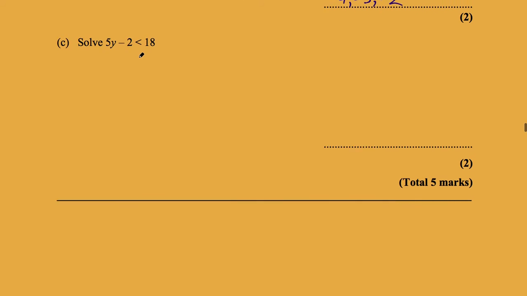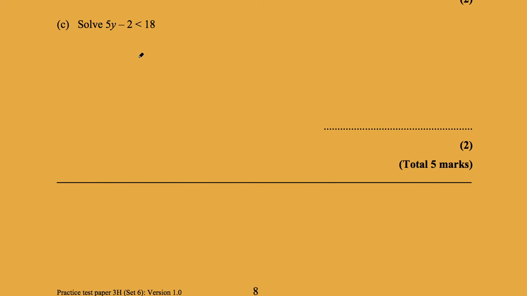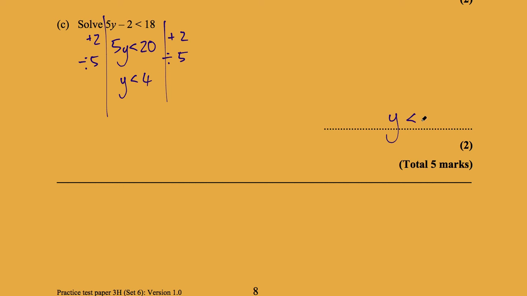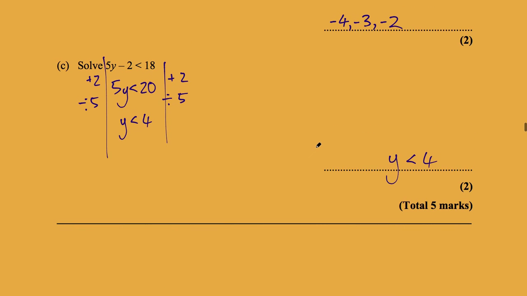New question, part C. Solve 5y minus 2 is less than 18. Solve this like an equation. Add 2 to both sides. 5y is less than 20. And divide by 5 to get y on its own. Y is less than 4. And that's the solution to that. So some quite straightforward inequalities questions there.